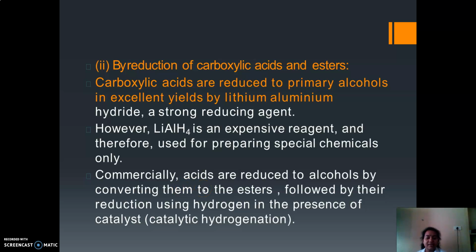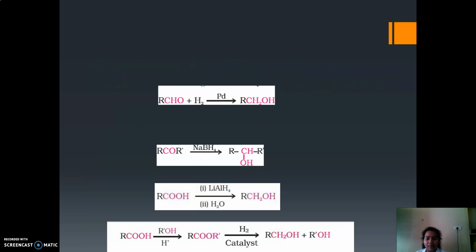So commercially, acids are reduced to alcohol by converting them to esters. How we can produce alcohol commercially means, first the acid will be converted into ester. From esters we do catalytic hydrogenation. Catalytic hydrogenation means, in the presence of a catalyst, we are doing addition of hydrogen. Here you can see the examples.